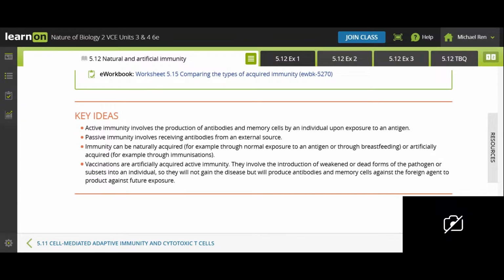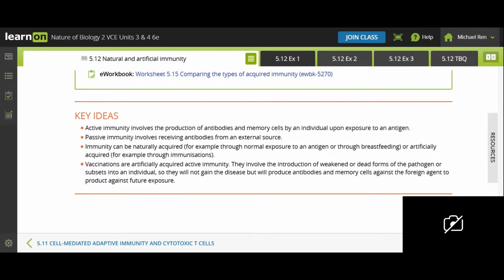This slide is about vaccinations. They are natural active immunity. I mean, artificial active immunity, because it is the deliberate introduction of a weakened or dead pathogen into the body, which provokes an immune response. And basically it just activates the immune system without causing disease.